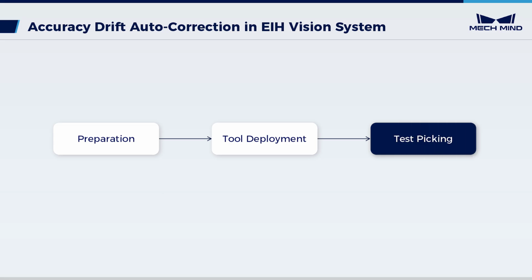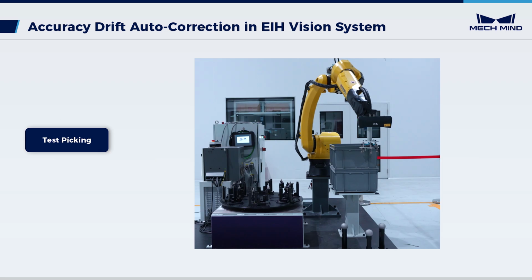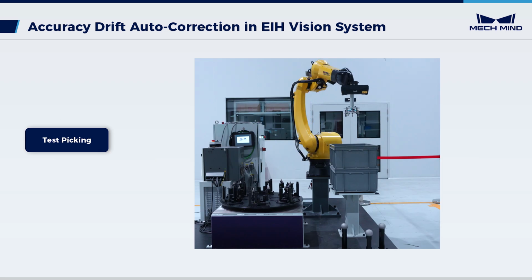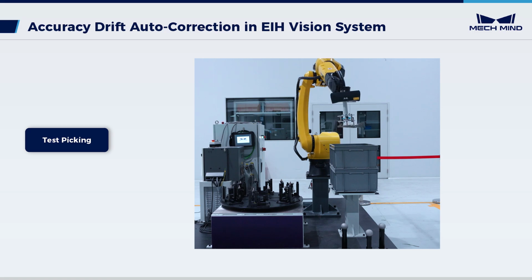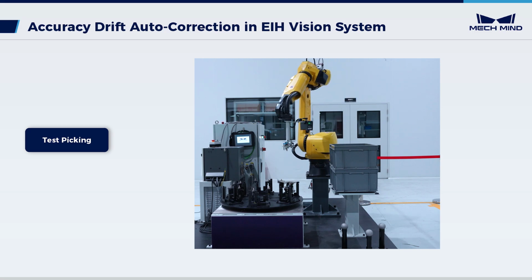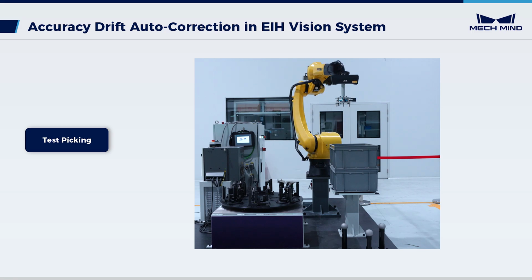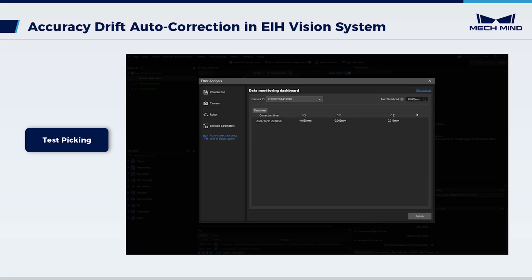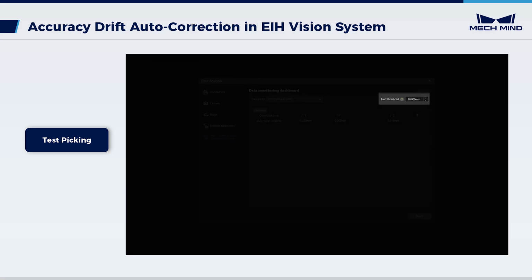Finally, move on to verify the effectiveness of the deployed drift autocorrection solution. Run the robot picking program. When the robot can accurately pick the objects, the deployment of the accuracy drift autocorrection in Mech-Vision system is proved successful. After testing picking, to ensure the long-term stable operation of the actual production, configure the drift alert threshold here.